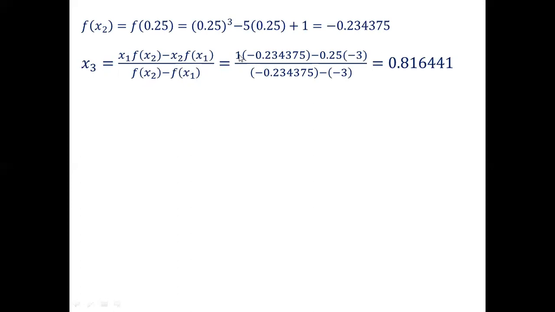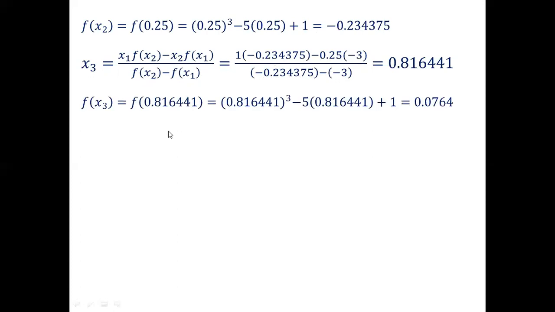So x1 is 1, f of x2 is minus 0.234375, x2 is 0.25, f of x1 is minus 3. f of x2 is minus 0.234375 minus f of x1 is minus 3. So anyway, after simplification, we get 0.816441.